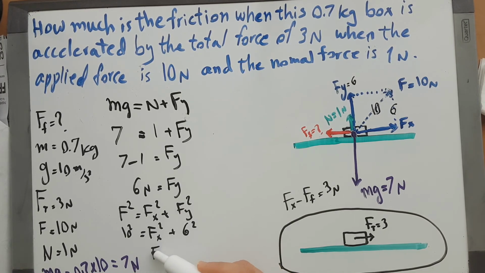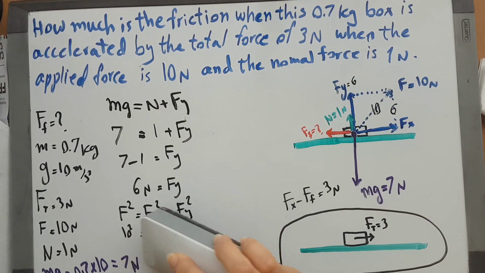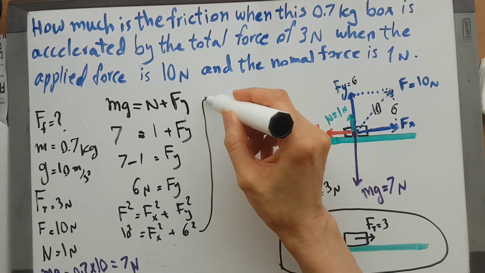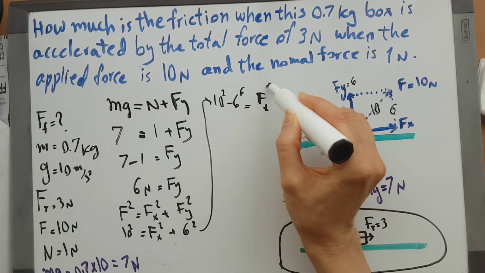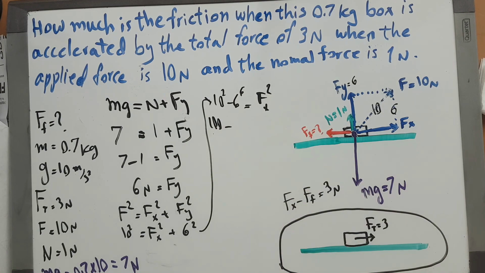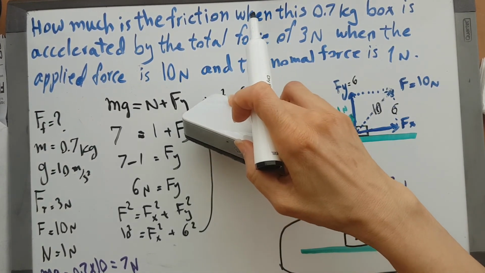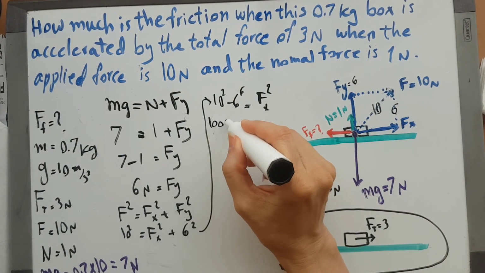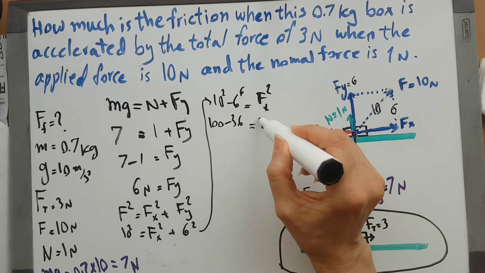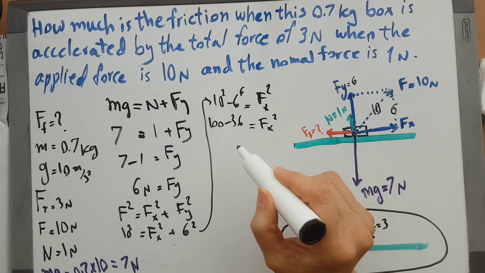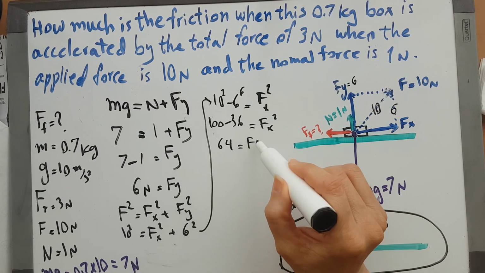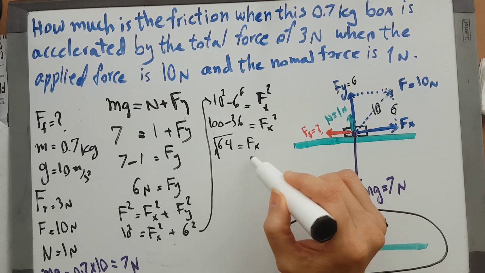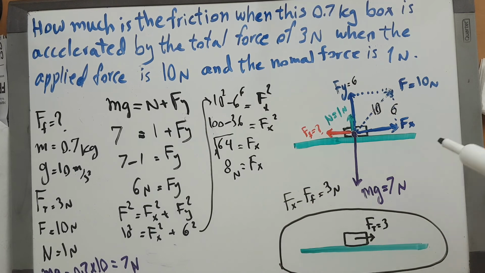So Fx squared equals, I write it here, 10 squared minus 6 squared equals Fx squared. So 100 minus 36 equals Fx squared, and this would be 64 equals Fx squared. Taking the square root, the Fx would be 8 newtons. I have the Fx now.